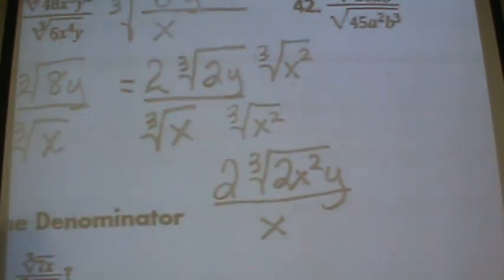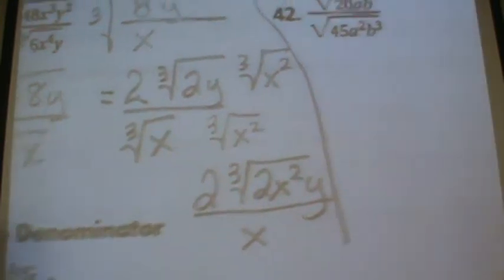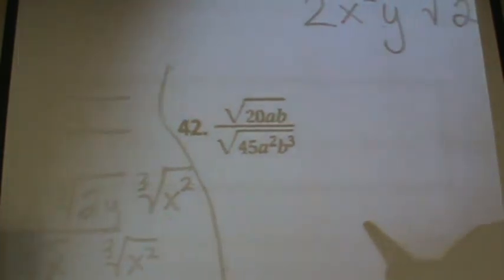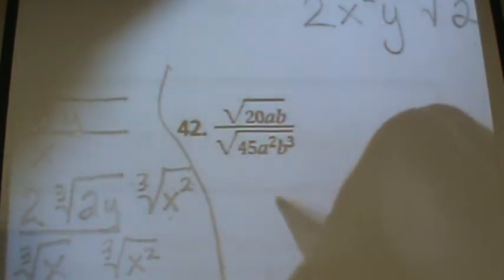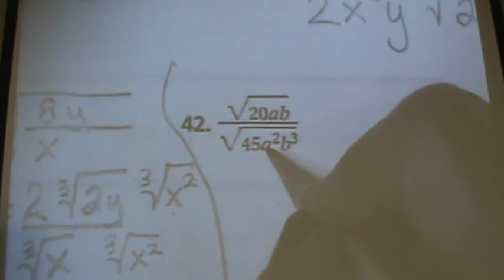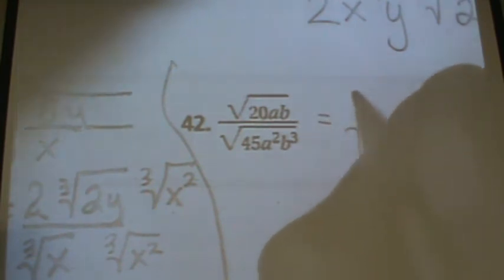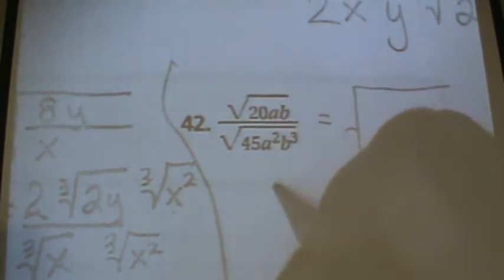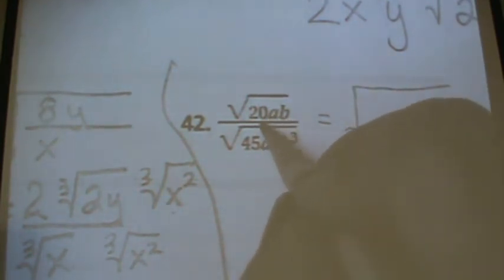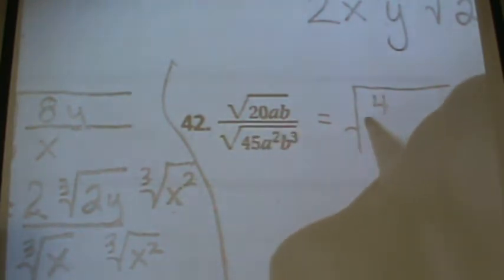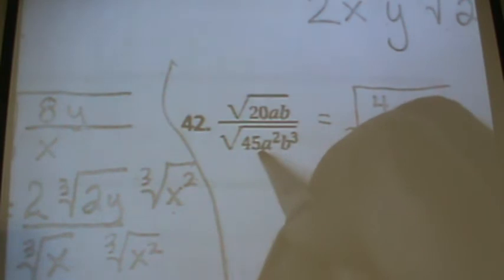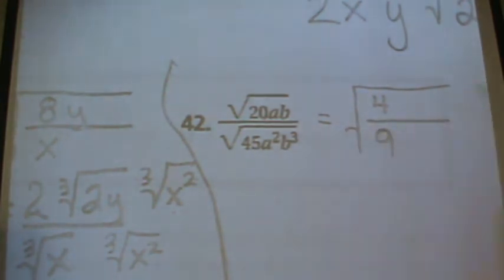Last one in this group, 42. You're going to want to simplify. Can you tell me what's the biggest number that goes into 20 and 45? I know 5 goes into both of them, so let's start with that. 5 goes into 20 4 times, and 5 goes into 45 9 times.